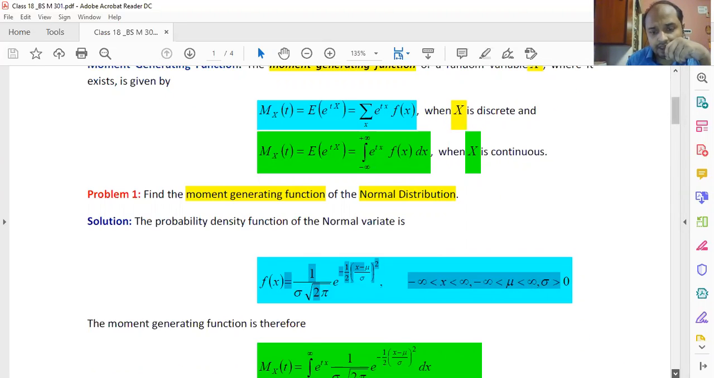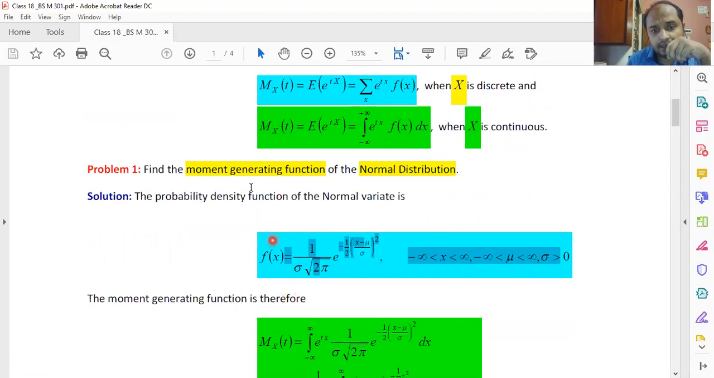Therefore, by the definition, the moment generating function of the normal variate is defined as M_X(t) equal to integration over the entire real line, that is from minus infinity to plus infinity, of e to the power tx, and in place of f(x), I'm substituting this probability density function.